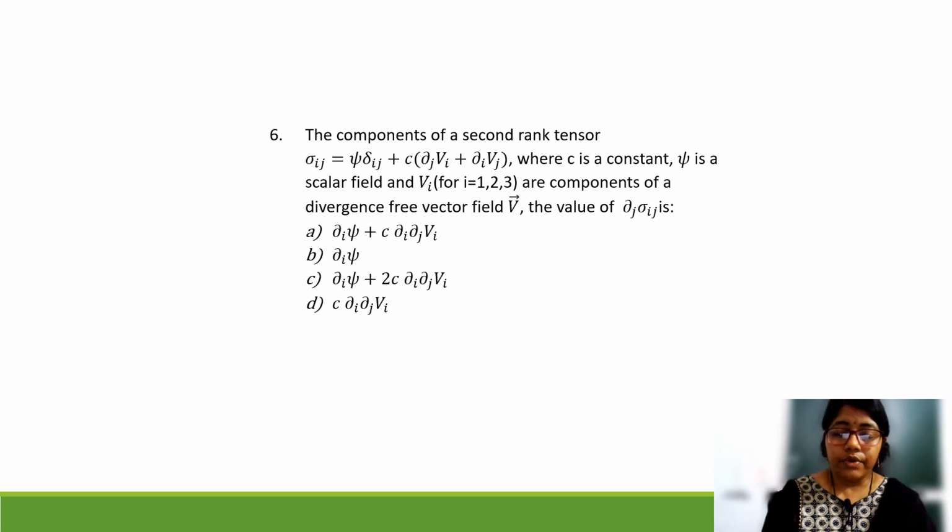The value of dou i sigma ij is option A, dou j psi plus c dou i dou j v i, B, dou j psi plus 2c dou i dou j v i, D, c dou i dou j v i. Now let us quickly go to the next question.